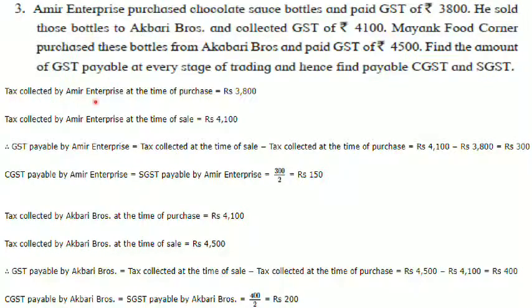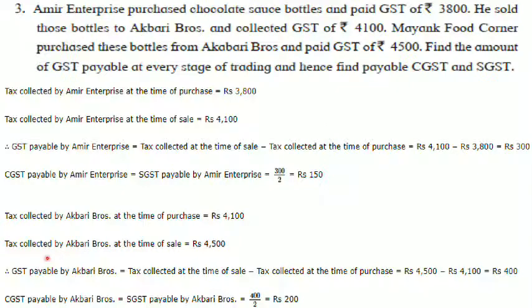So tax collected by Amir Enterprises at the time of purchase is rupees 3,800. Tax collected by Amir Enterprises at the time of sale is rupees 4,100. So GST payable is 4,100 minus 3,800. How much is it? Rupees 300. So what are CGST and SGST? It is GST divided by 2, so rupees 150.